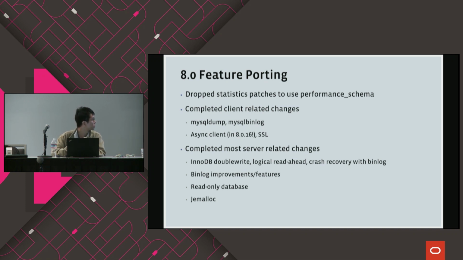We've actually also completed most of our server-related changes. This includes the InnoDB reduced double write buffer, logical read ahead, and storing binlog coordinates in the engine for crash recovery. We've also ported most of our replication-related changes, as well as read-only database, and also compiling with jemalloc. If we have time and people are interested, I can spend more time talking about the different features that we have in the Facebook branch.